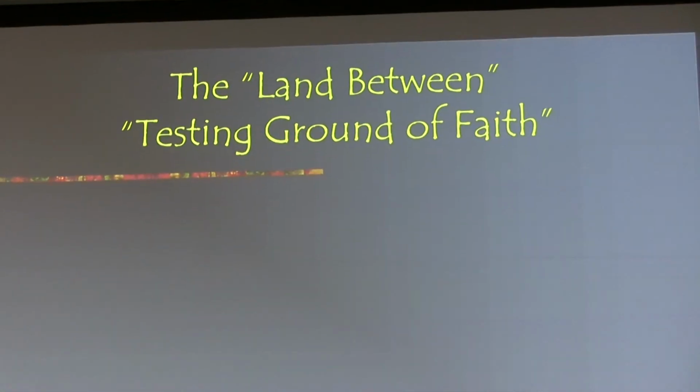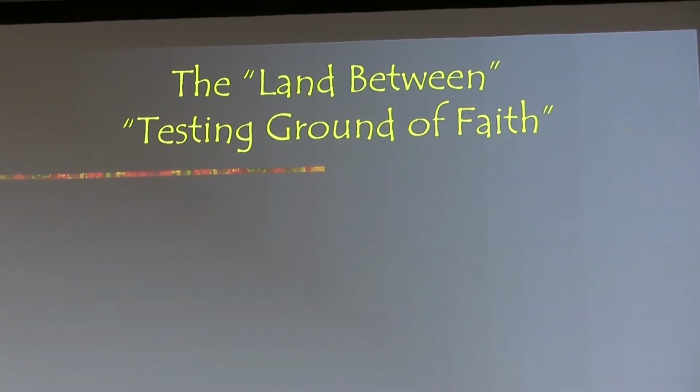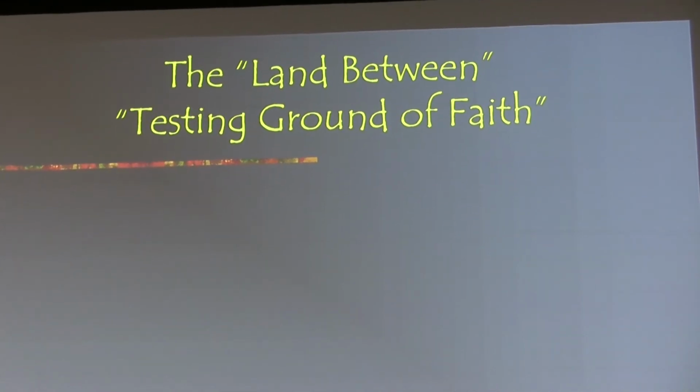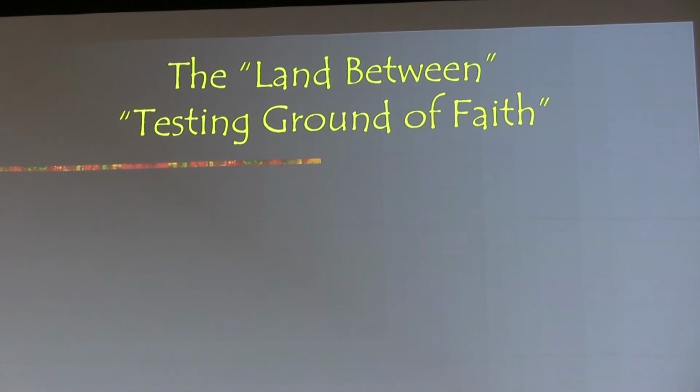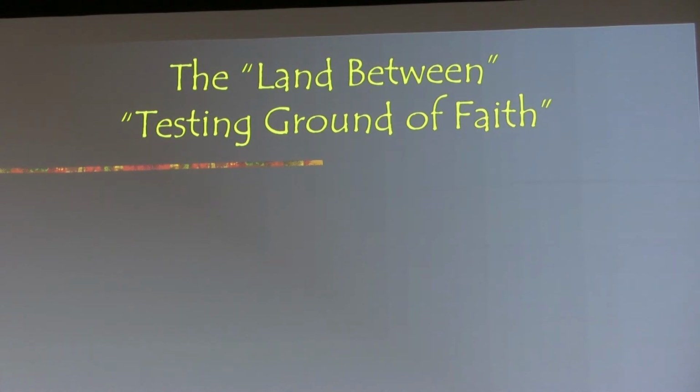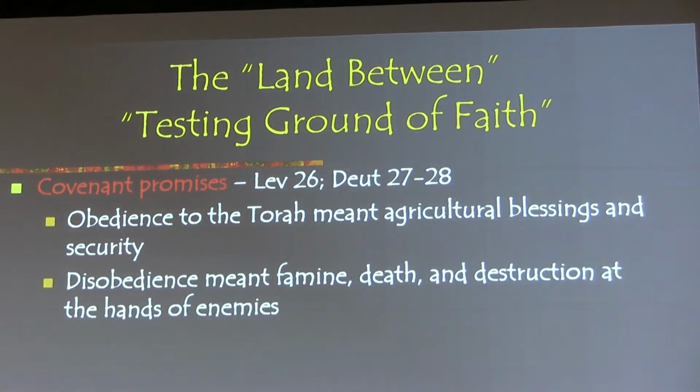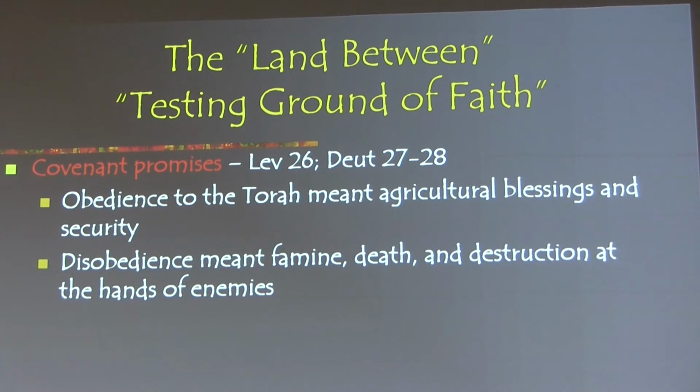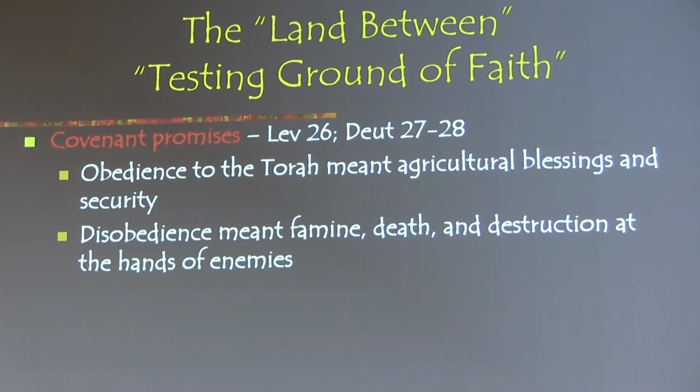Well, I mentioned the term testing ground of faith a moment ago. Keep these two terms in mind because they're going to shape our understanding of land as we continue to move on. It's the land between, and all those betweennesses we've mentioned, and because that's true, it becomes a testing ground of faith.